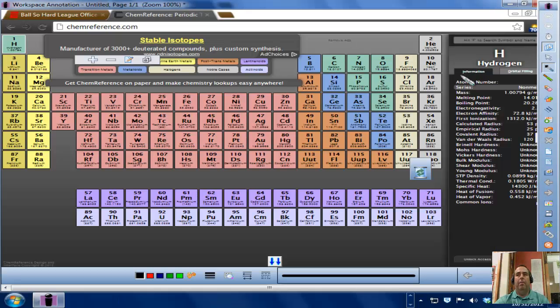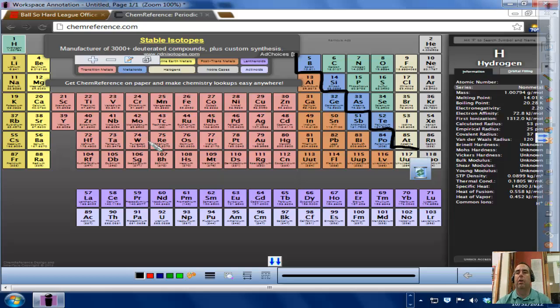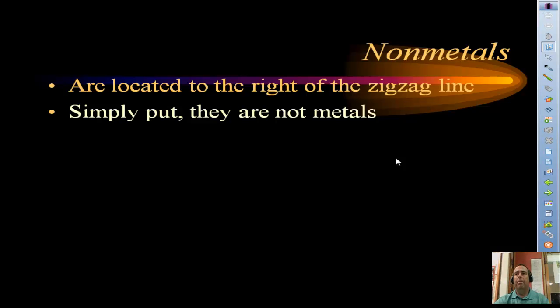Again, if you look at the periodic table, we said it had that bold zigzag line, and that zigzag line was what was going to separate your elements. Remember, to the left of that zigzag line are your metals. Nonmetals, we said, are located to the right of that zigzag line. So that's only these elements over in here, from carbon all the way over to your 8 valence electron column. Simply put, nonmetals are not metals.